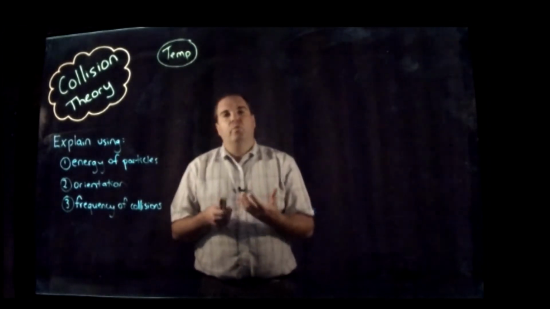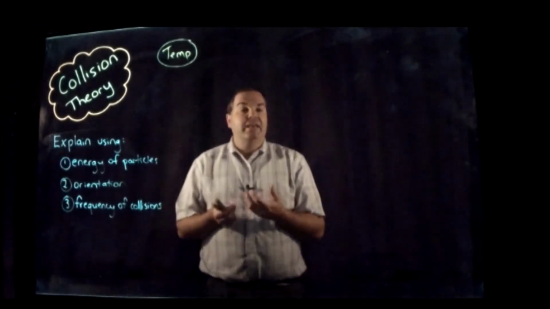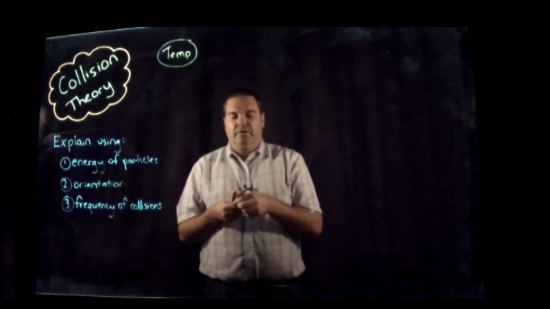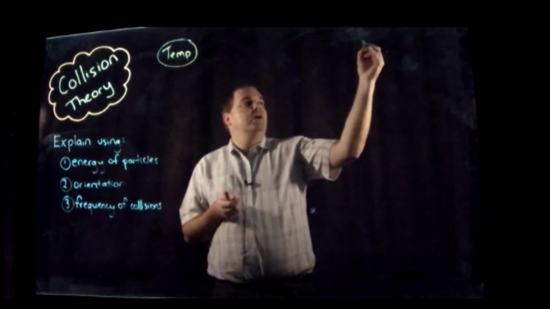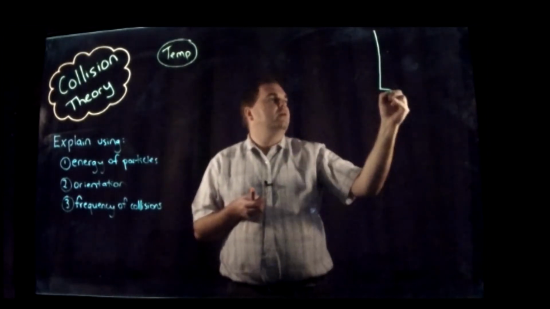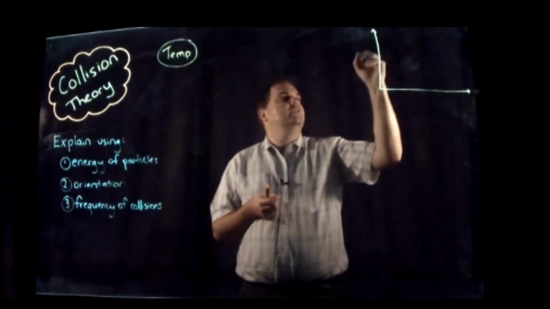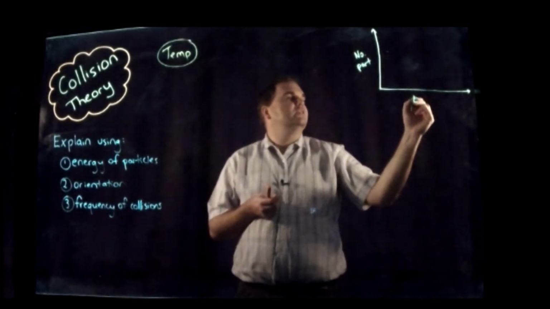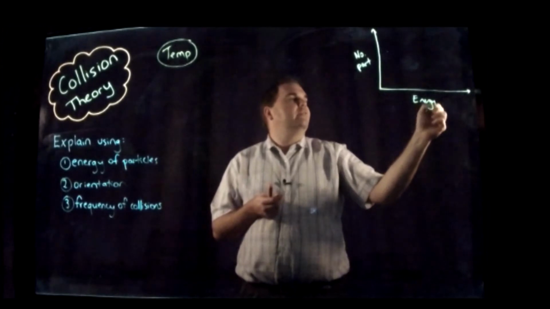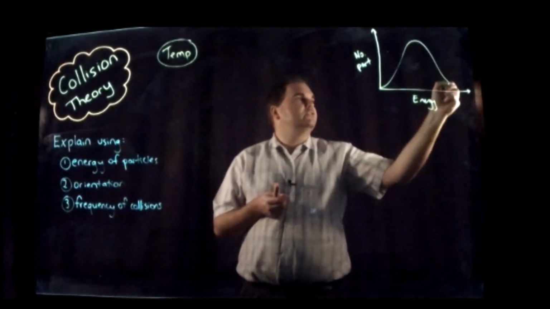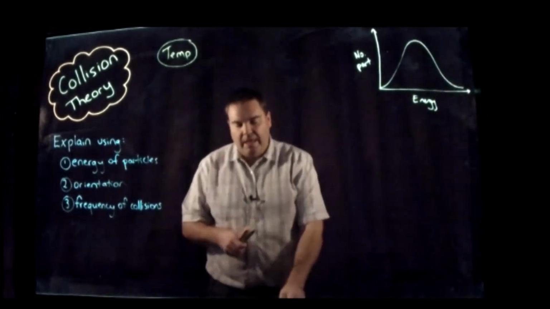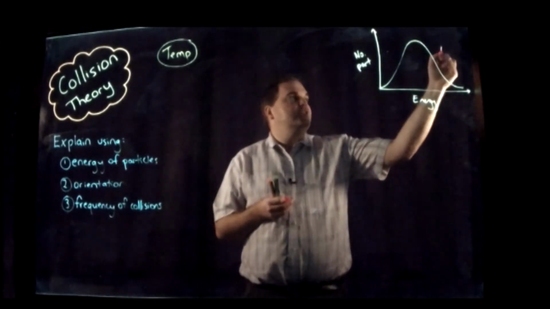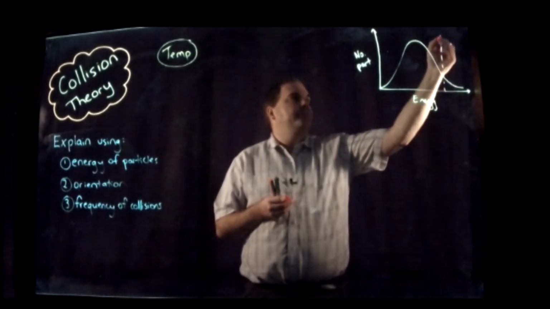So first of all, what we need to get back to is our energy distribution graph. Our energy distribution graph looked like this. We had number of particles along here, and we had energy along here, and we have our bell curve distribution of our particles. And we've got our activation energy, which sits around about here.